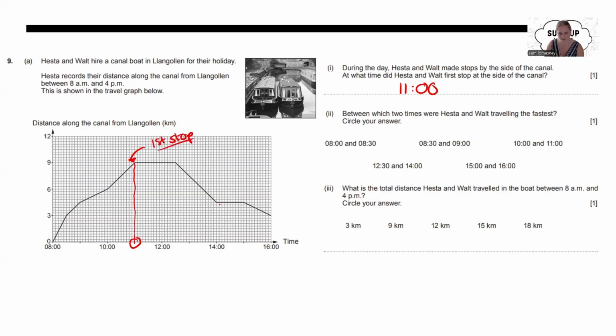It does stop later on by here as well. So it's important that you had to pick the first one.